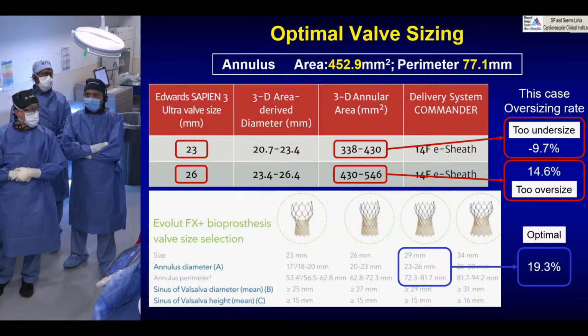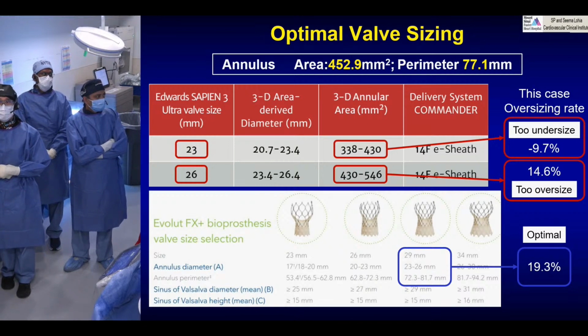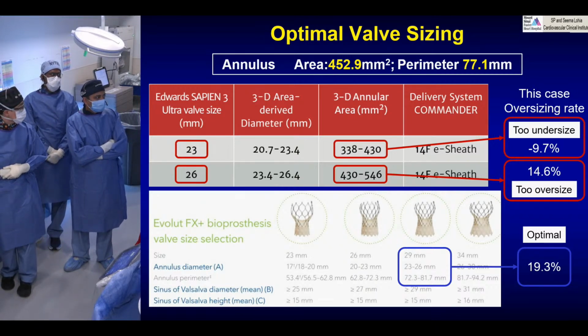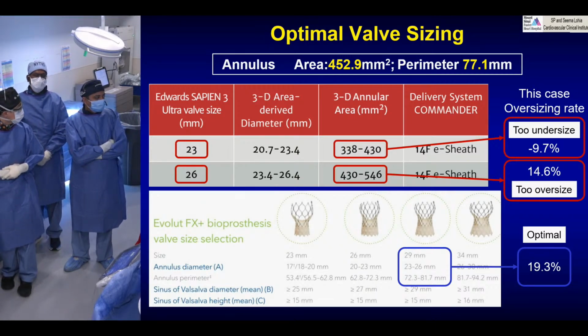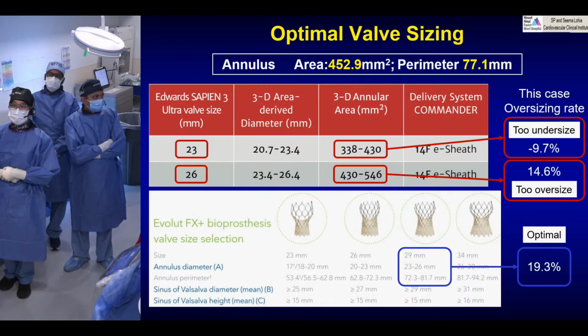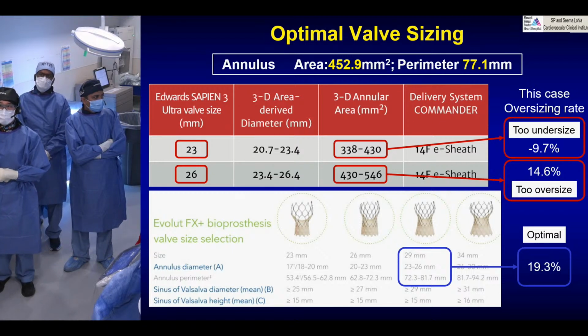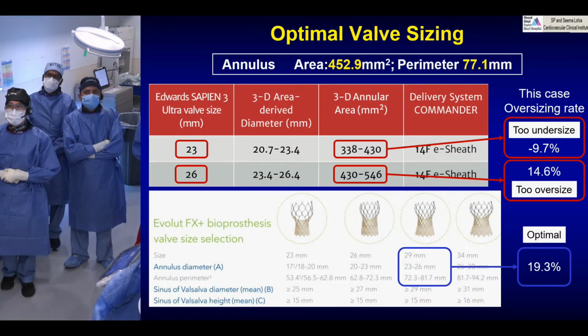And we will show you the aortogram in a moment, and you can see that it's quite a big root. So most likely, even if we were to choose this, we'll probably go for 26 minus, just to reduce the risk of PVL. However, if you look at the supra-annular self-expanding valve, the Evolut, you can see it's right at the sweet spot in the middle of the sizing range.